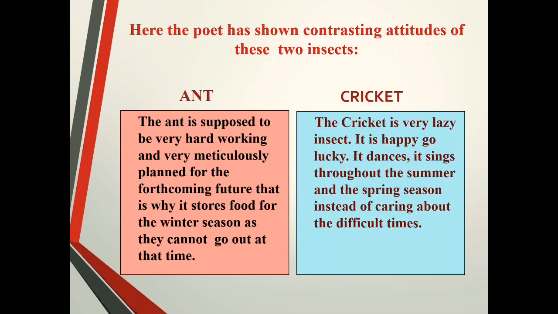Ant. The ant is supposed to be very hardworking and very meticulously planned for the forthcoming future. That is why it stores food for the winter season as they cannot go out at that time. Whereas the cricket is a very lazy insect. It is happy-go-lucky. It dances, it sings throughout the summer and the spring season instead of caring about the difficult times. So now let us see what is the summary of the poem.